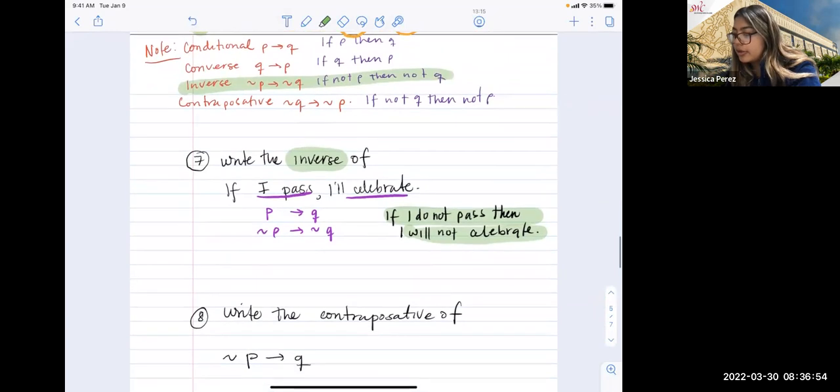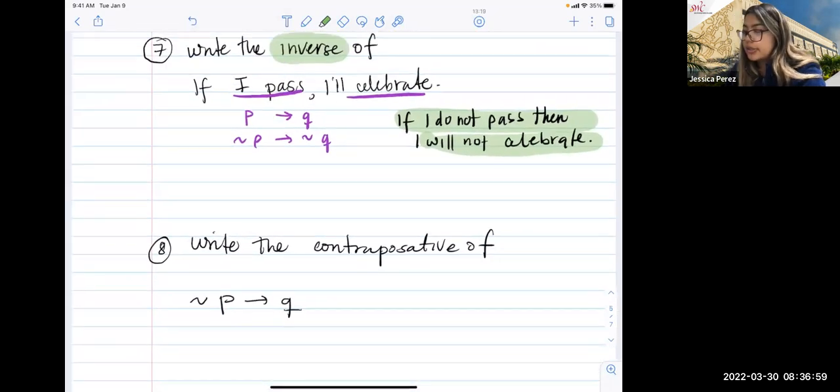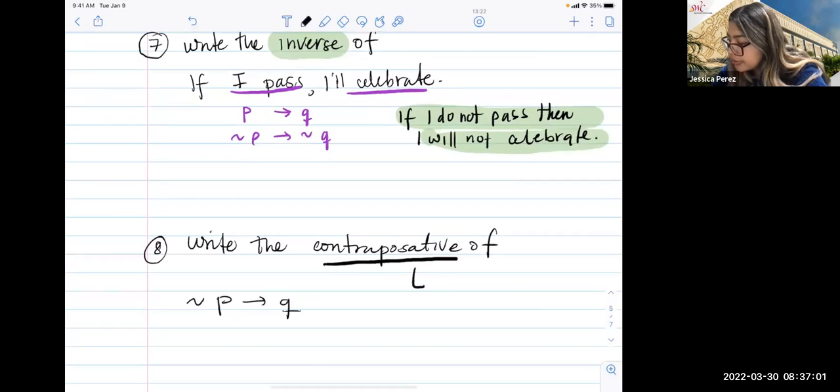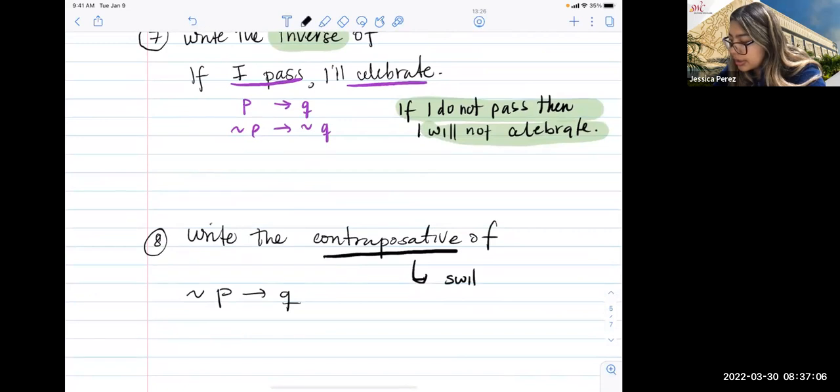Now write the contrapositive of not P implies Q. So remember, contrapositive, you have to switch and negate.